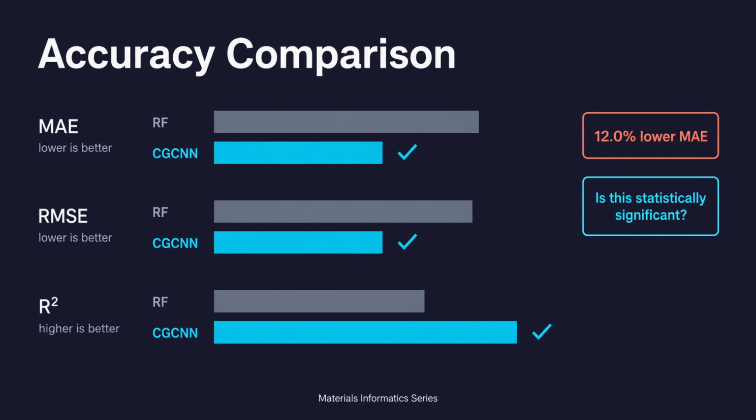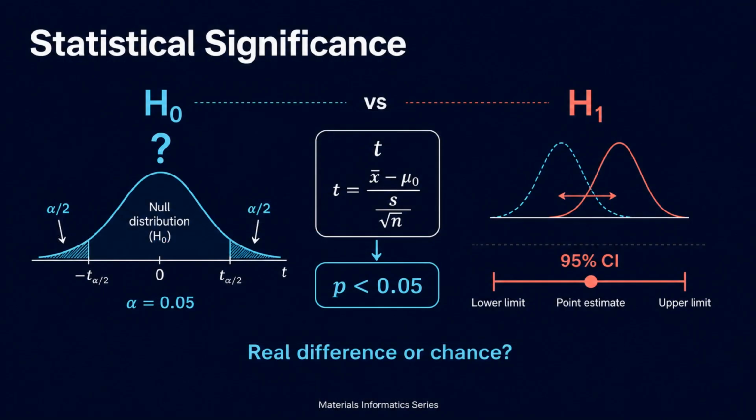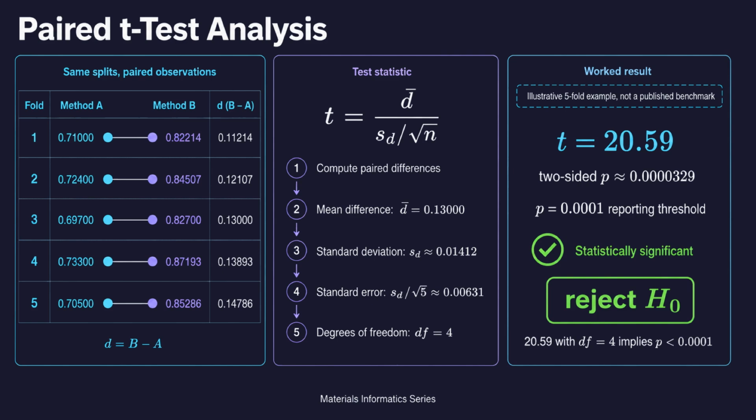Comparing the two methods quantitatively, CGCNN achieves better MAE than random forest, with notable improvement. RMSE shows similar improvement. R-squared also improves with CGCNN, but we need to verify whether this difference is statistically significant or merely by chance. Statistical significance testing helps us determine whether the observed accuracy difference is real or could have occurred by chance. We use a paired t-test because both models are evaluated on the same 5 data splits.